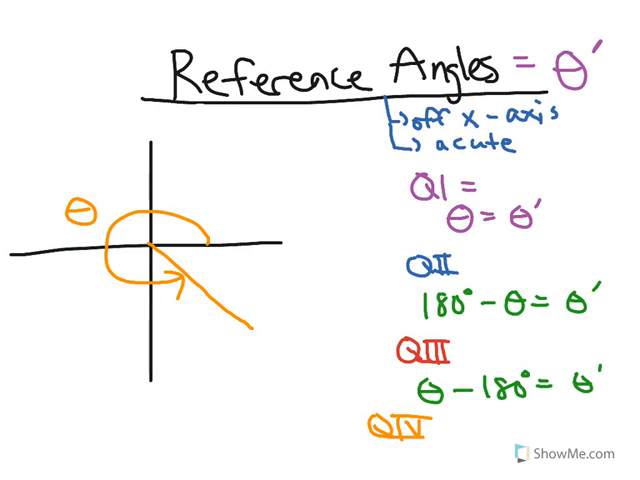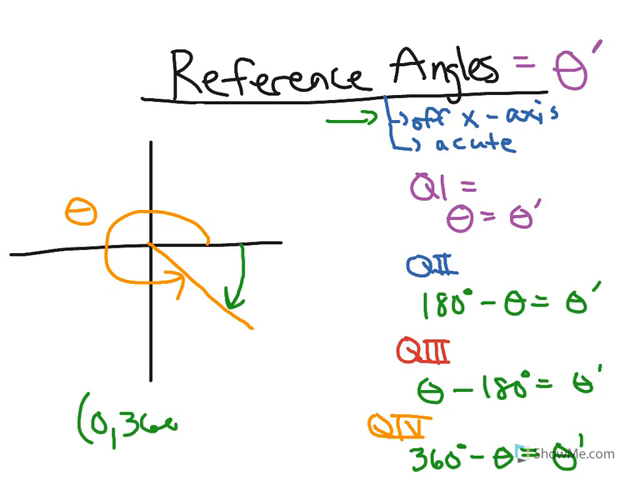If you have an angle that's in quadrant 4, basically it's kind of like what you did in quadrant 2. You want to find out how much further you have to go to get, in this case, the 360. Notice I'm still coming off the x-axis. So I'm going to do 360 degrees minus the angle, and that'll give you your reference angle.